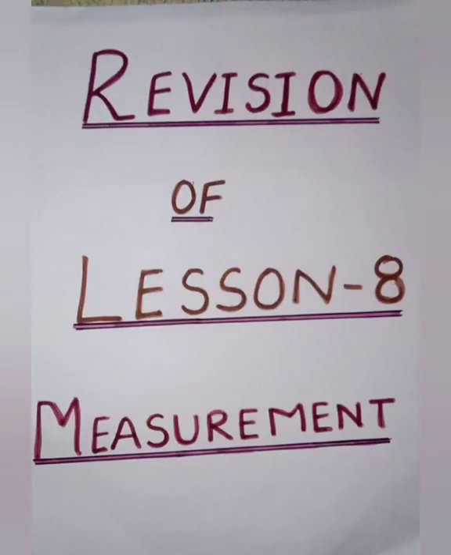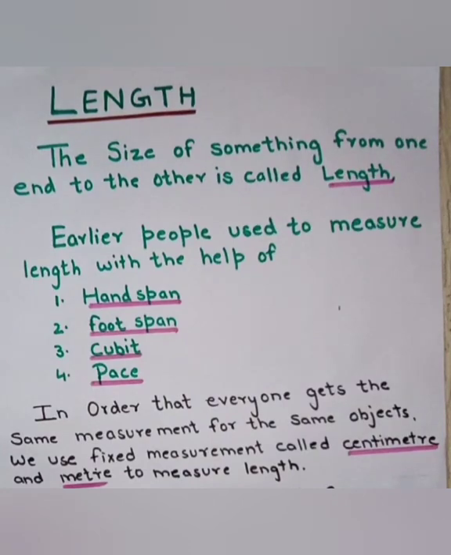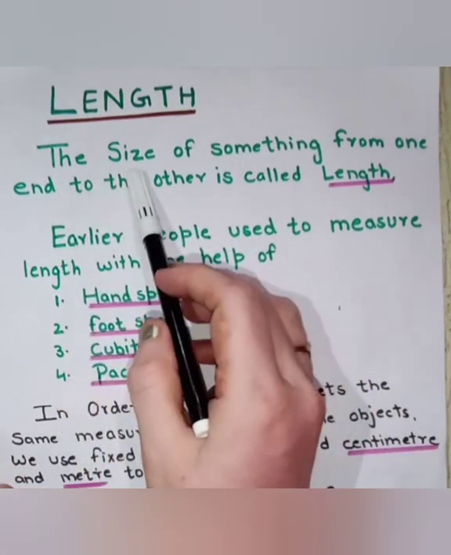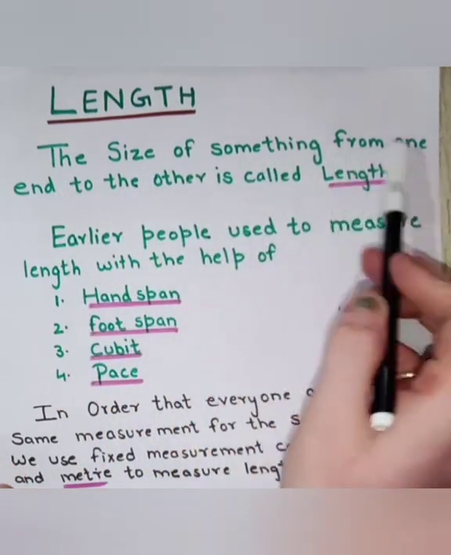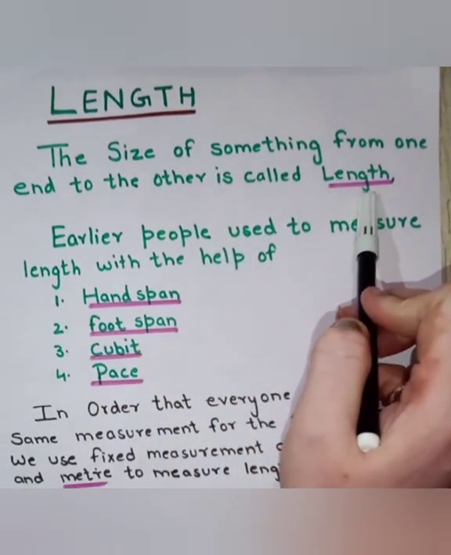Students, today we are going to do the revision of lesson number 8, measurement. In this, we are going to revise the units of length, units of mass, and units of capacity. Students, our first topic is length. What is length? See, the size of something from one end to the other is called length.